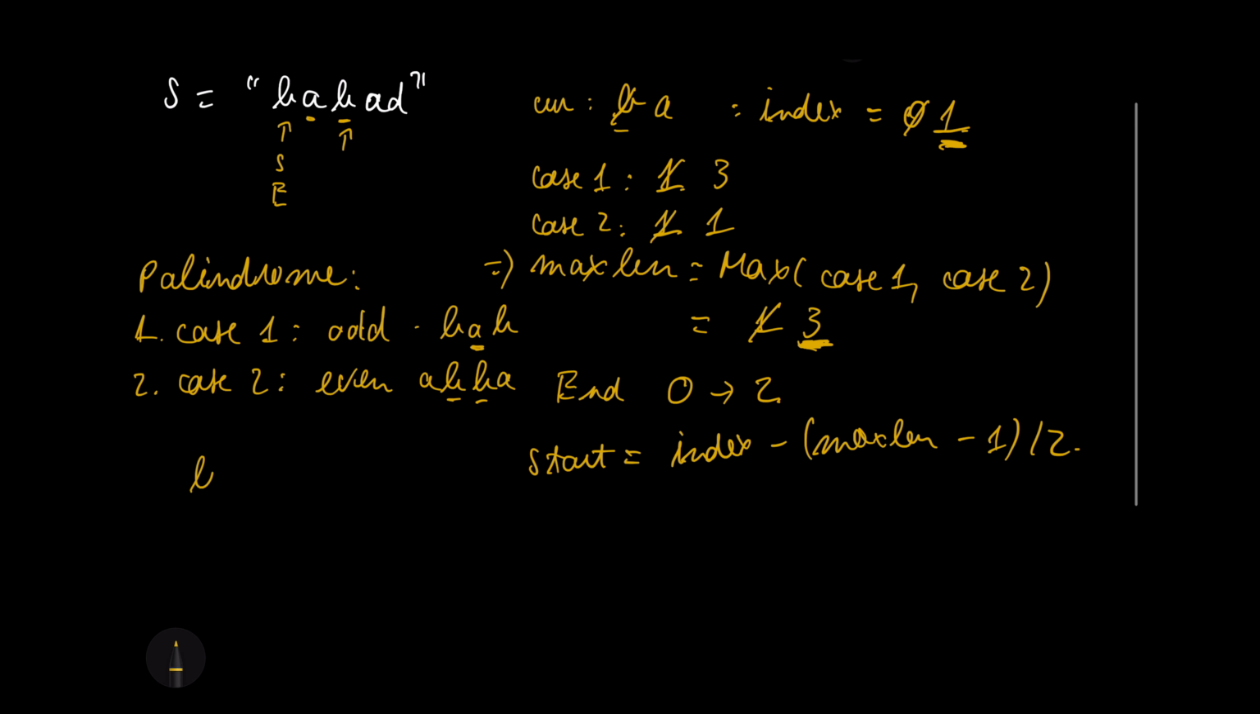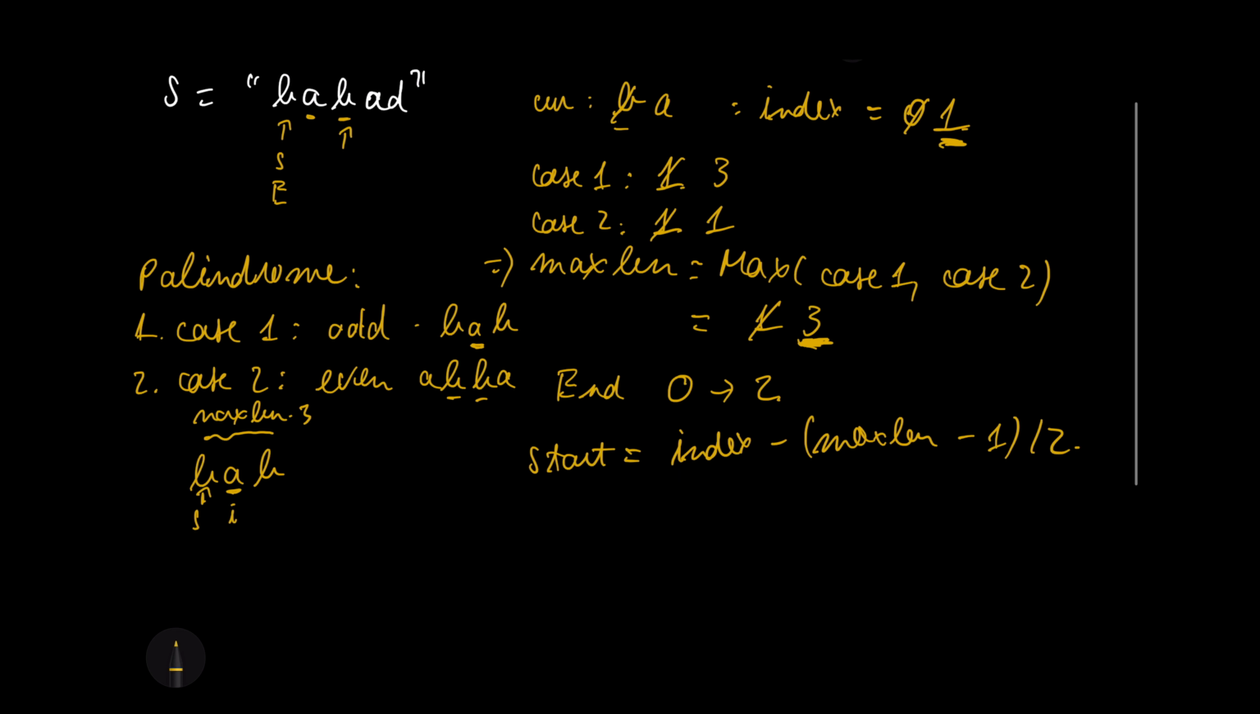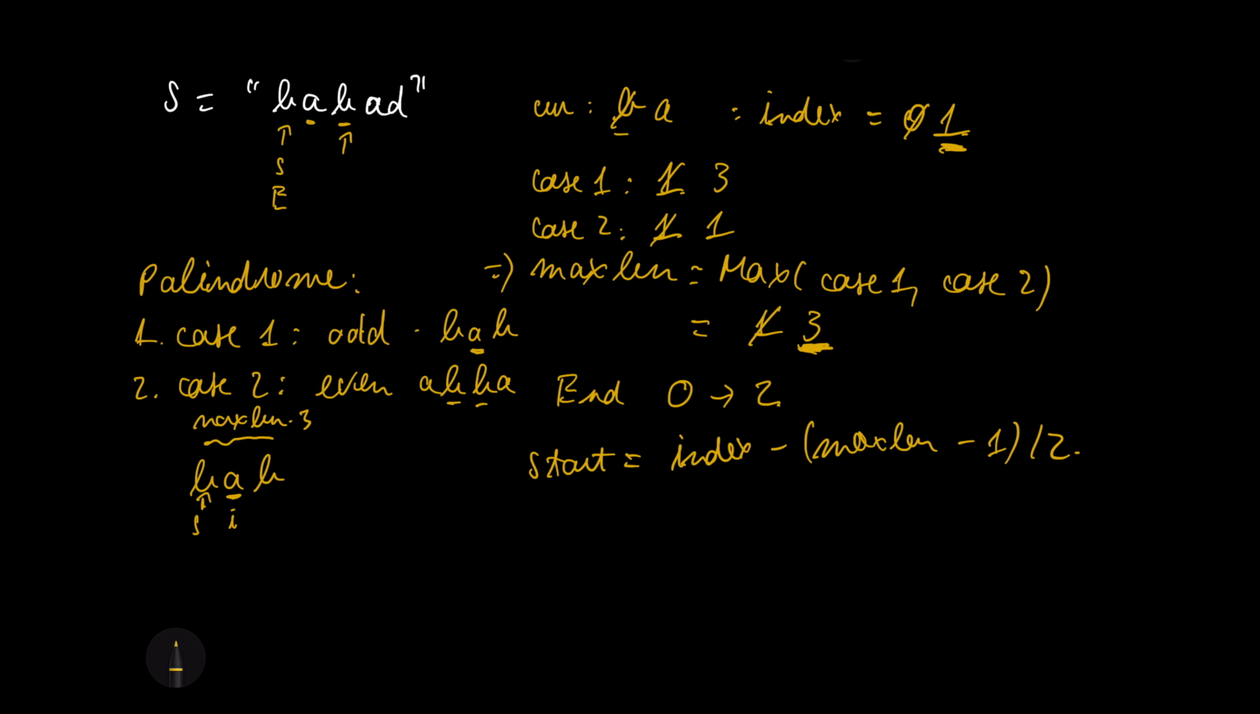Right? Because we have B, A, B in here. And i is at here. And we know the max length in here is 3. And we know that the start pointer should be pointed here. The max length minus 1 will be 2. And then divide by 2 is just 1. So the index minus 1 will point to actually the B in here. So we know that it will work.